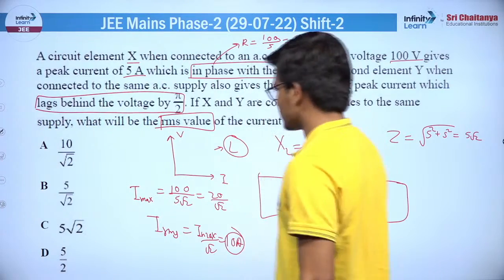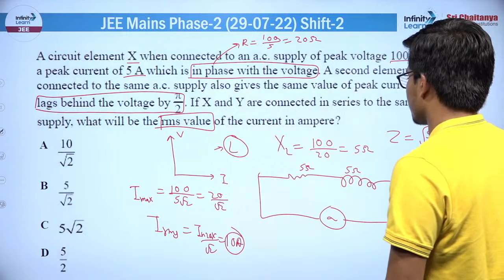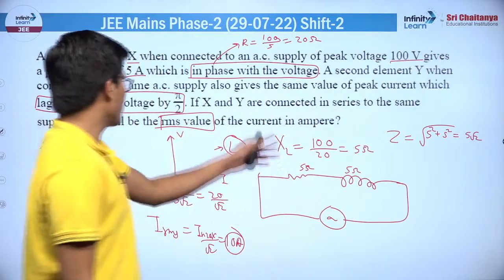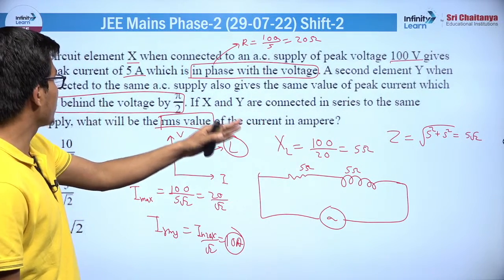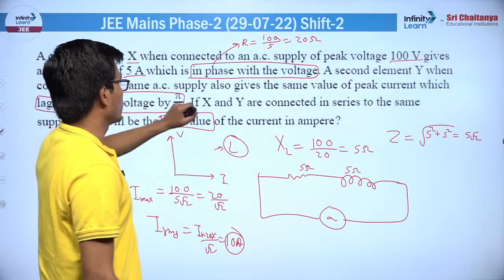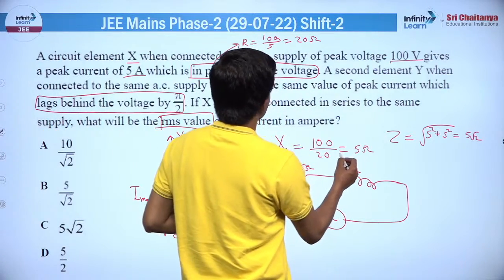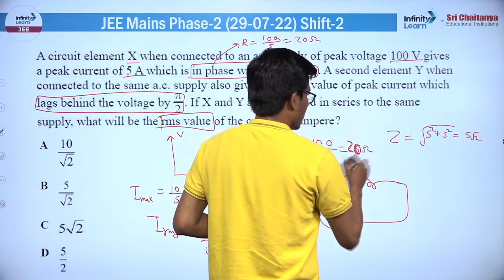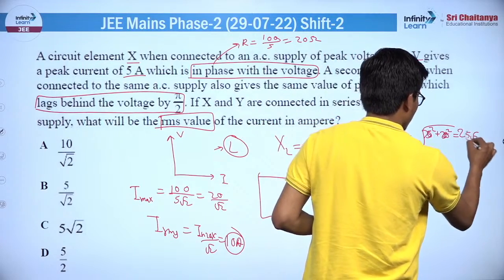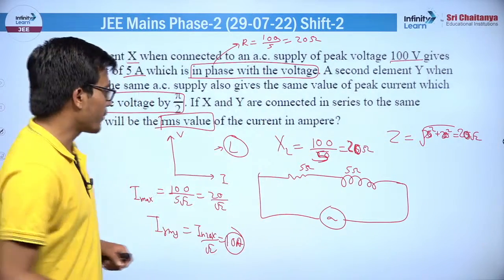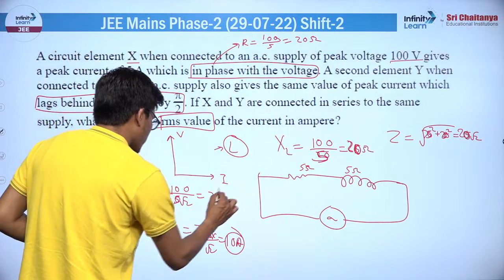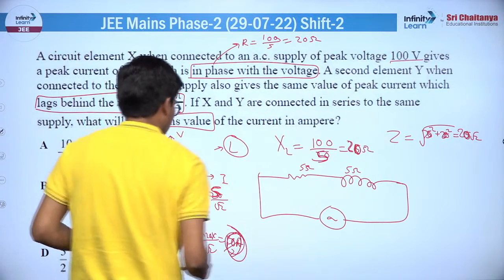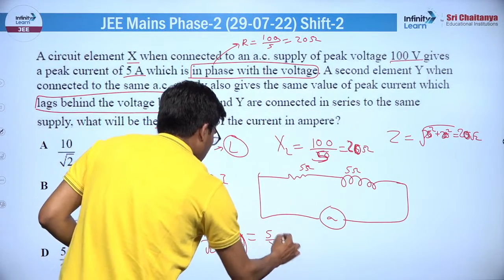Is there anything wrong? Let us just check. 5 root 2 is there. V maximum is 100 divided by this value. This value was not 5 ohm, this value was 20 ohm actually. Okay, so this will be 20 square, so it will be 20 root 2, not 5 root 2. So if this is 20 root 2, it will be 5 by root 2, and the current should be 5 by 2 ampere.